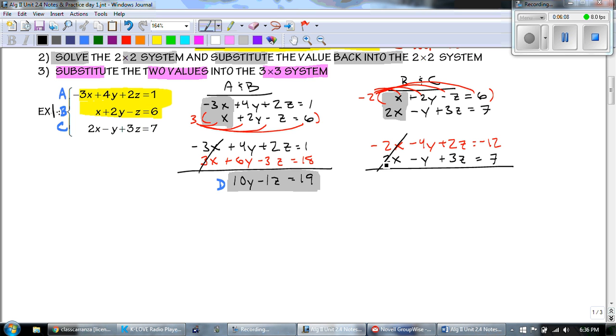And just like we wanted to, the x's cancel. -4 minus 1 is a -5y. 2z plus 3z would be 5z. And then -12 plus 7 is -5. Okay, and now that I've combined those two, I have E. So now that I've done A and B and C, once I cancel D and E, this is the last time I'm going to use elimination, then I'm going to have one of my variables solved for.